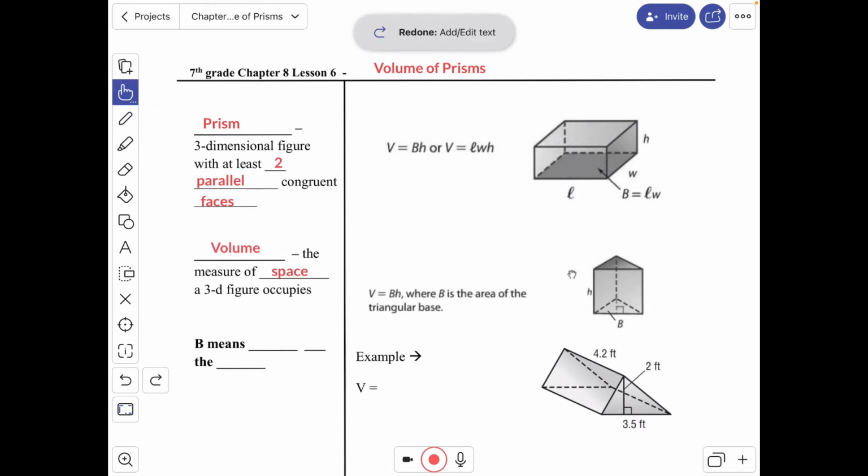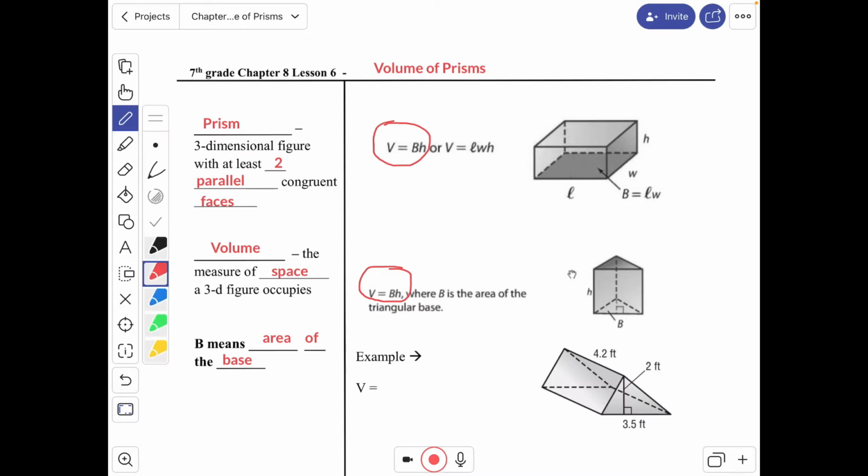Volume is the measure of space a 3D figure occupies. So think of it as how many cubes would fit inside something. And the formula that we use for that is volume equals capital letter B times lowercase h. And it works for any type of prism. That capital letter B stands for area of the base. So we have to calculate the area of the base.